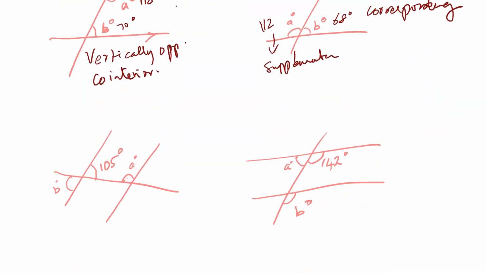Now let's look at this one. Have a look at it carefully and tell me what is the value of B. Now we just did a similar one. So B is 105, why? Because it is vertically opposite. Do you understand? So B is 105. They are vertically opposite.